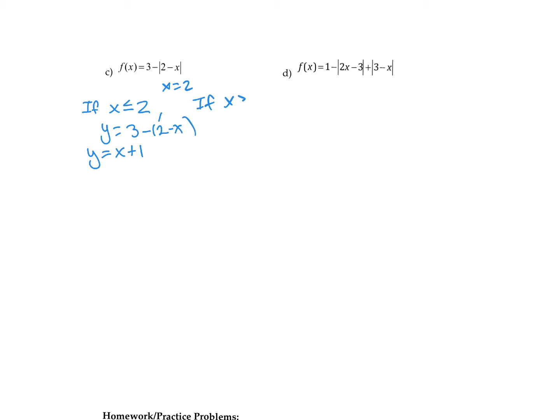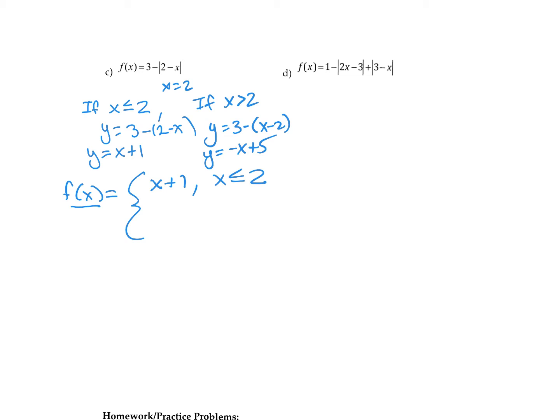If x is greater than 2, well, then that's going to result in 2 minus x being negative. So I'm going to multiply what's inside that absolute value by negative 1. So I've got y equals 3 minus x minus 2, or y equals negative x plus 5. All right, so now in piecewise function notation, I've got f of x, or my y value, my output, equaling x plus 1 when x is less than or equal to 2, and f of x equals negative x plus 5 when x is greater than 2.